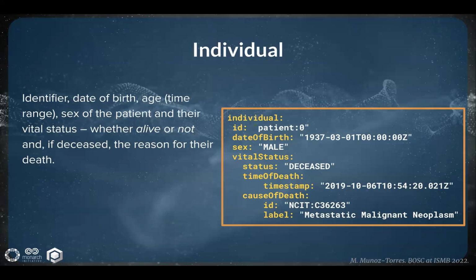The individual contains information describing the patient with an identifier, date of birth, the age, which is measured as a time range, sex of the patient, and their vital status, whether they're alive or not, and if deceased, the reason for their death. So this represents an 86-year-old man who passed away from metastatic malignant neoplasm.